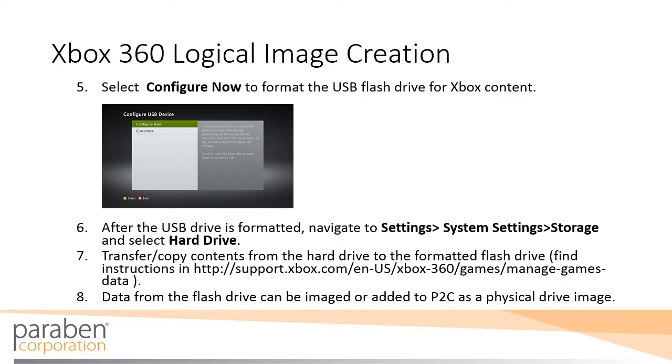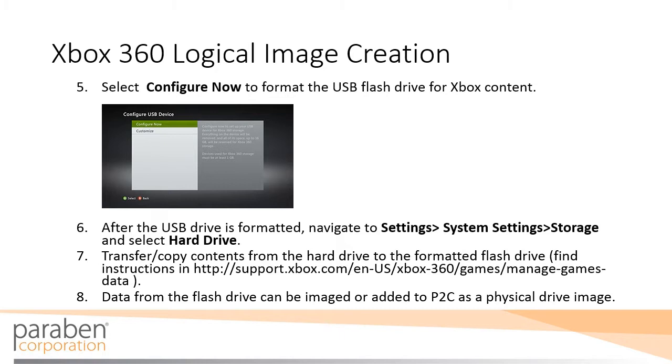Here you're going to select Configure Now, and this is going to format that drive to the FATX file system. And then after you've got that formatted, you're going to copy the user data over. So you're going to navigate to Settings, System Settings, Storage, and select Hard Drive. There you're going to transfer the contents of the hard drive to your newly formatted evidence flash drive.